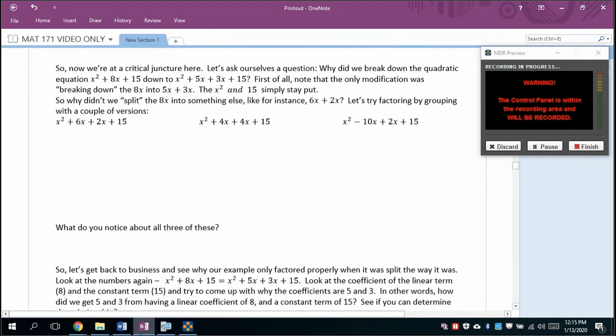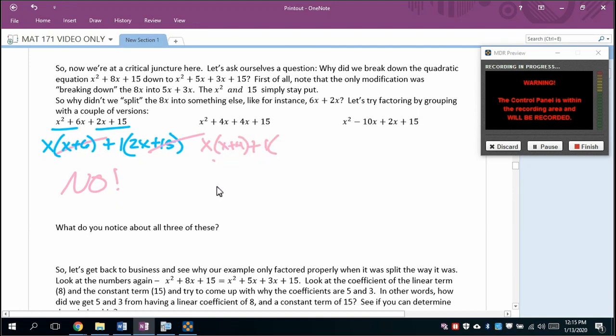So why did we break down the x squared plus 8x plus 15? Why did it become 5 and 3? Why not say 6 and 2, 4 and 4, negative 10 and 2? Well, if we try factoring by grouping, what happens here is the parentheses are not the same. So when we've done all this factor by grouping, the parentheses have been the same. So this is a big no. That won't work. I could take out an x and just a 1 here. Still no good.